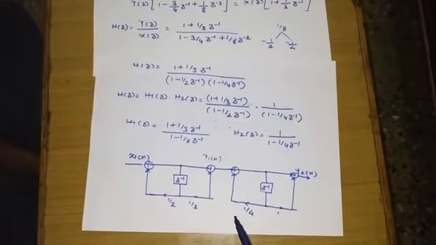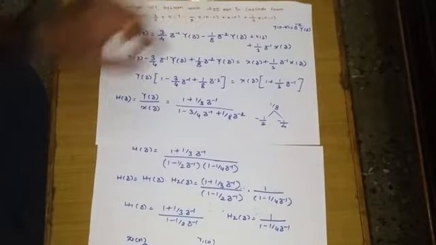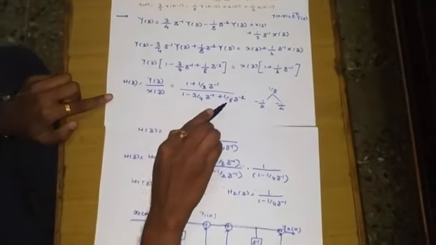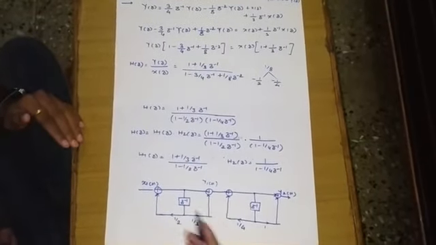I hope you got this concept. The only difference is that in cascade form realization, whatever the system transfer function is given, try to factorize it so that we'll get multiple systems and then we can realize them.